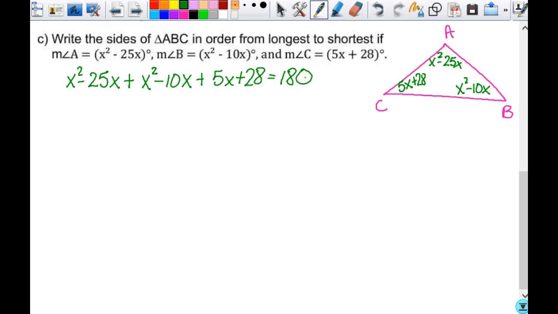So I'm going to combine my like terms, which means this is the x squared and this is x squared. So that gives me what? 2x squared. And then I've got negative 25x and a negative 10x. That gives me what? Negative 35x. And then a positive 5x. That leaves me with a what? Negative 30x. And then I just have one whole number here, and that is 28. And that's equal to 180.